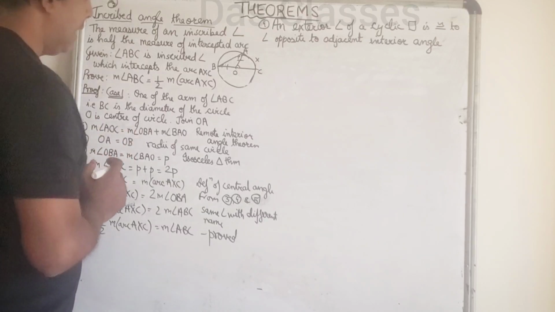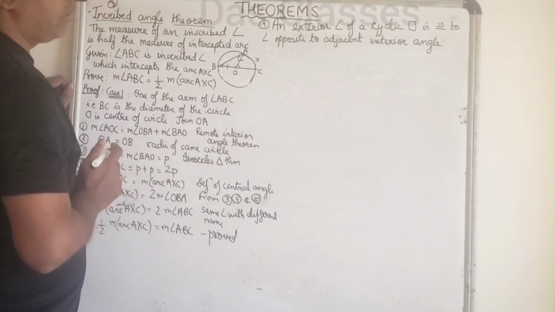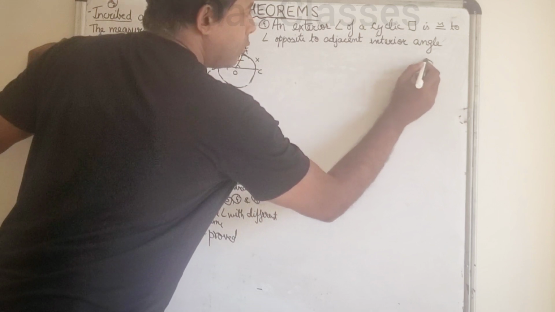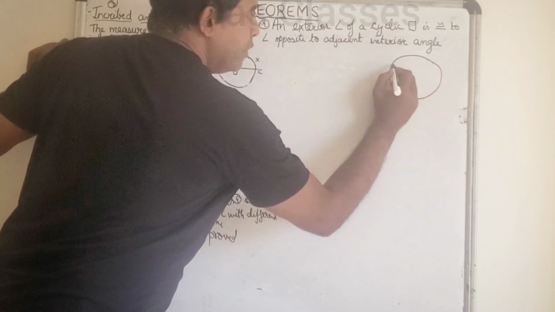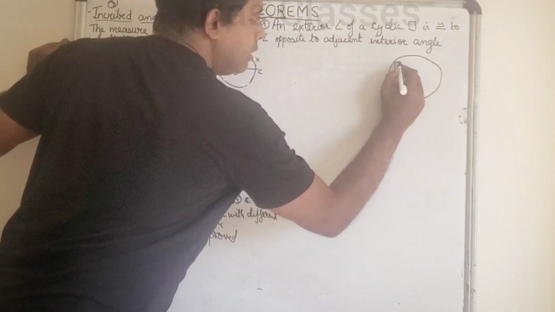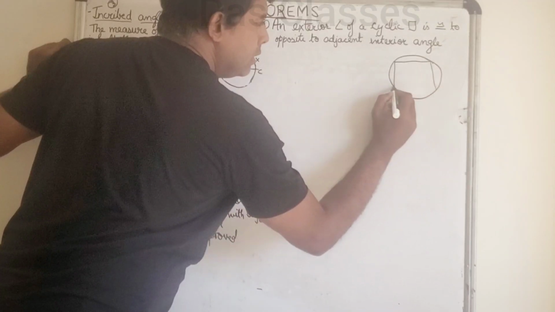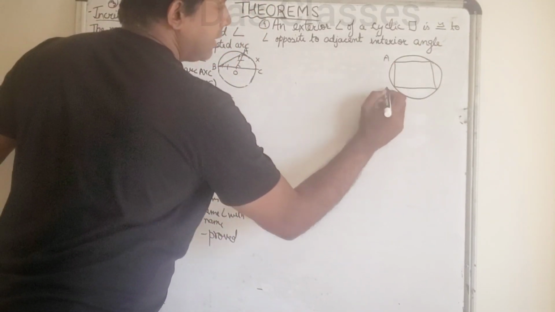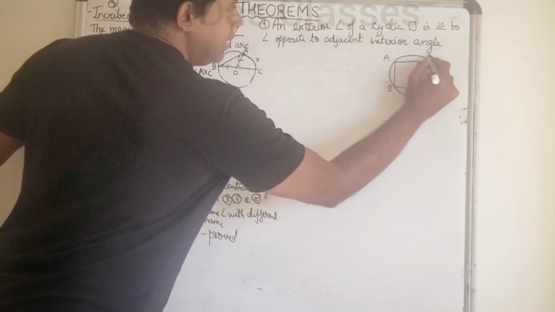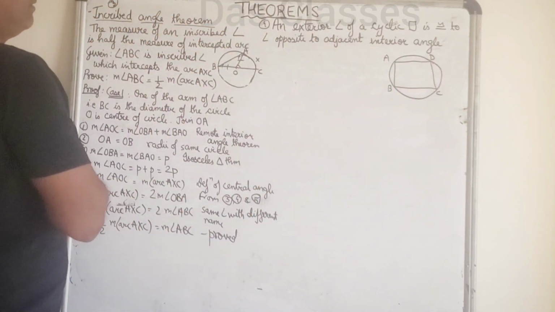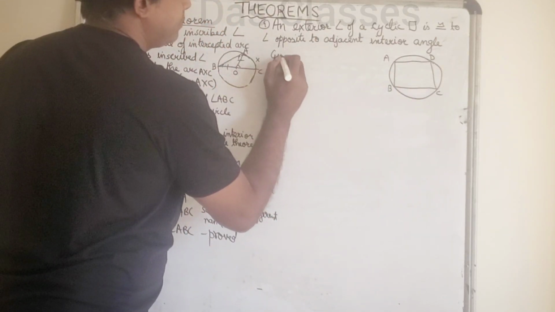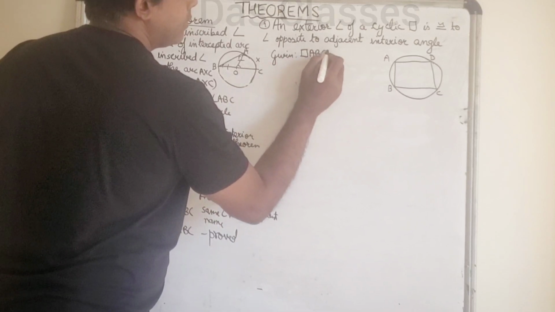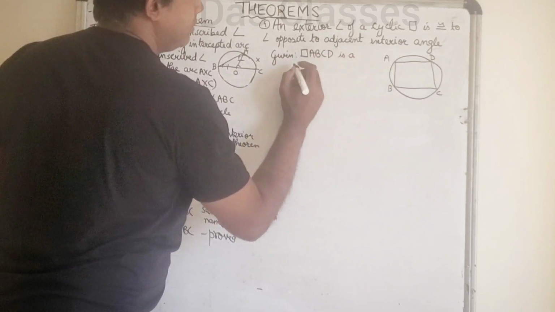Next one, an exterior angle of a cyclic quadrilateral. Now what's a cyclic quadrilateral? A quadrilateral which has all its vertices touching the circle is called a cyclic quadrilateral. So let's name the cyclic quadrilateral ABCD. So this is a cyclic quadrilateral. So given, quadrilateral ABCD is a cyclic quadrilateral.